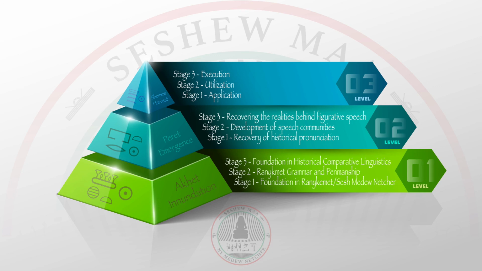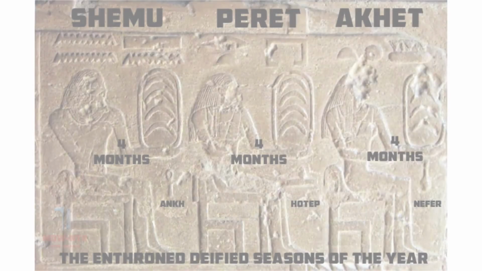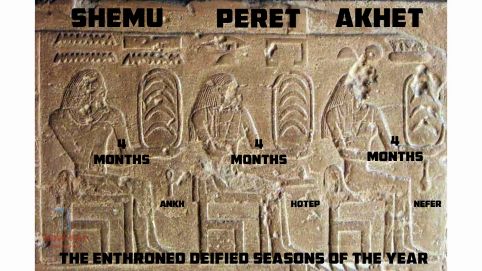So lastly, what I want to share is, remember I mentioned that these 3 levels correspond to the 3 seasons, but I want to give a little bonus here. A lot of people have not seen this before. Well, obviously, if you've been hanging in our group, the Sesh mdw-ntr, then you've definitely seen it before. But surprisingly, a lot of people haven't. This is a snapshot of a portion of the wall in the tomb of Medew.